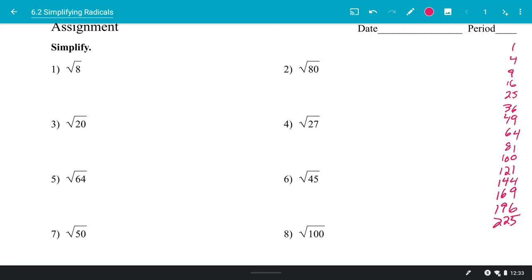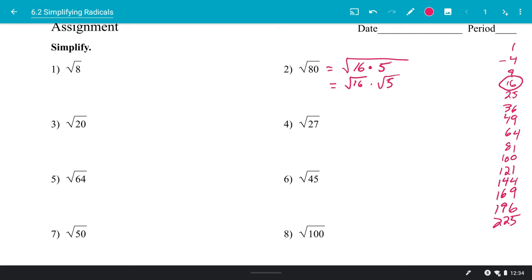Okay, so one way we can do this is say, hey, what's the largest perfect square that goes into 80? Well, 4 obviously goes into 80, but the 16, 32, 48, 64, 80, yeah, 16 goes in. So I could rewrite this as the square root of 16 times 5. And that rewrites as the square root of 16 times the square root of 5.